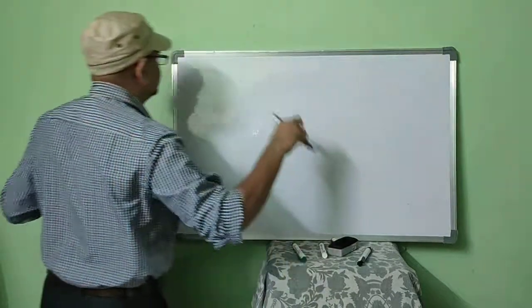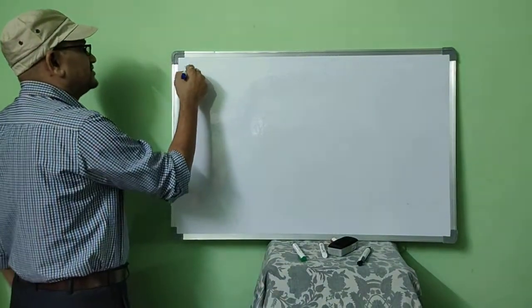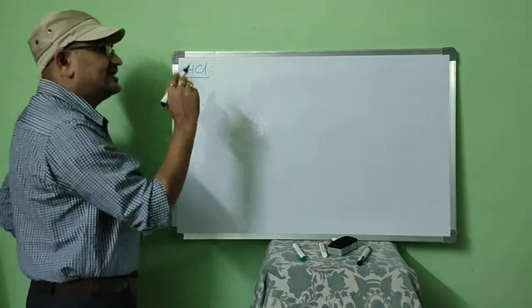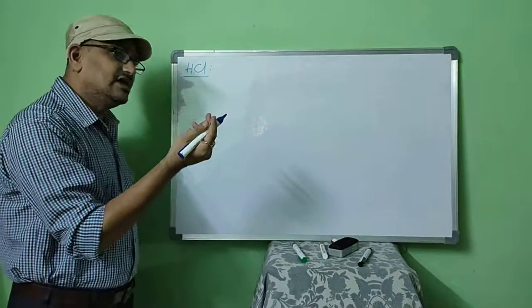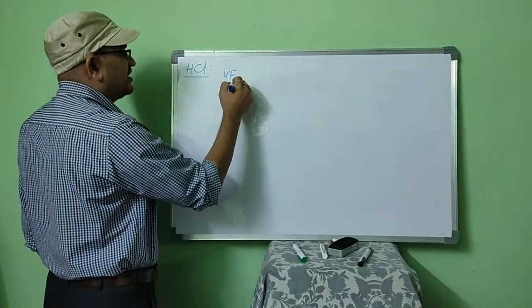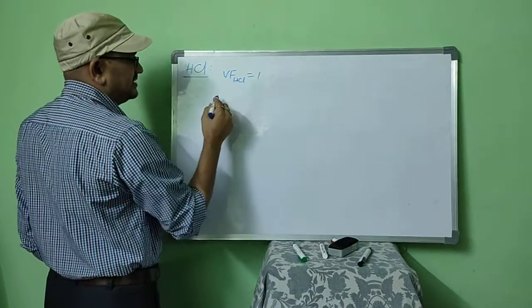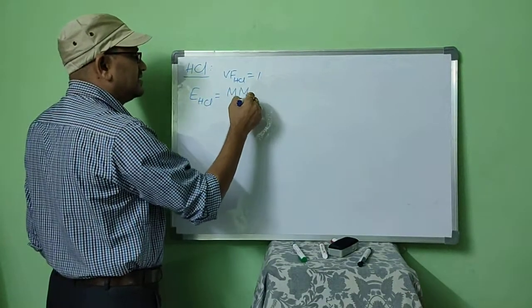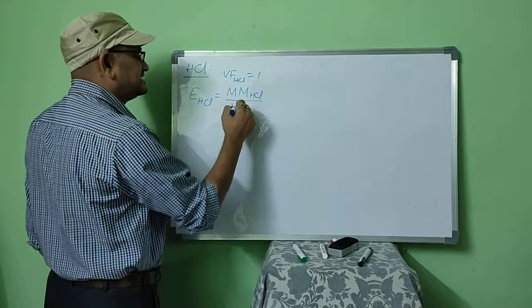Now let us consider hydrogen chloride, hydrochloric acid. So how many replaceable hydrogens are there? Hydrogen connected to oxygen or halogen. Chlorine is a halogen. So valency factor of HCl is 1. So equivalent mass of HCl can be calculated as molar mass of HCl by its valency factor.